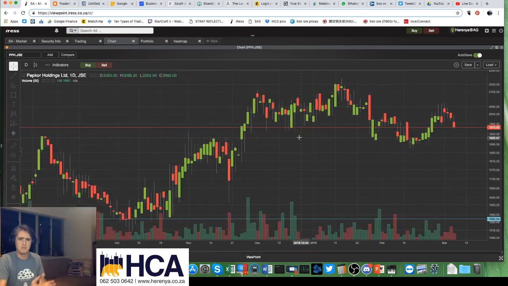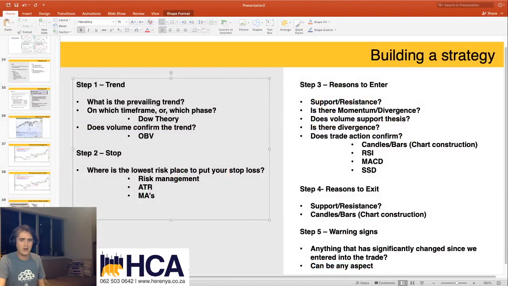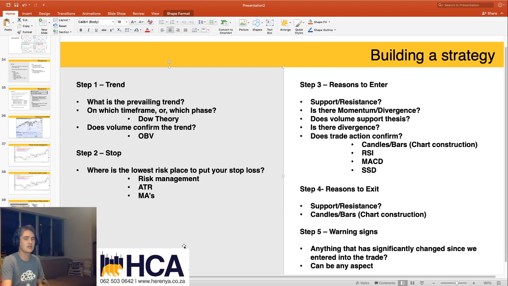Is it an absolute must that we have this, or is it a want, like a wish list type of thing? All right, then. We're looking for reasons to exit a trade. So you're looking for significant support or resistance, chart construction stuff, and a divergence that tells you the trend you're trying to trade with has changed. Any kind of warning signs coming up as well. Warning signs and reasons to exit are different.